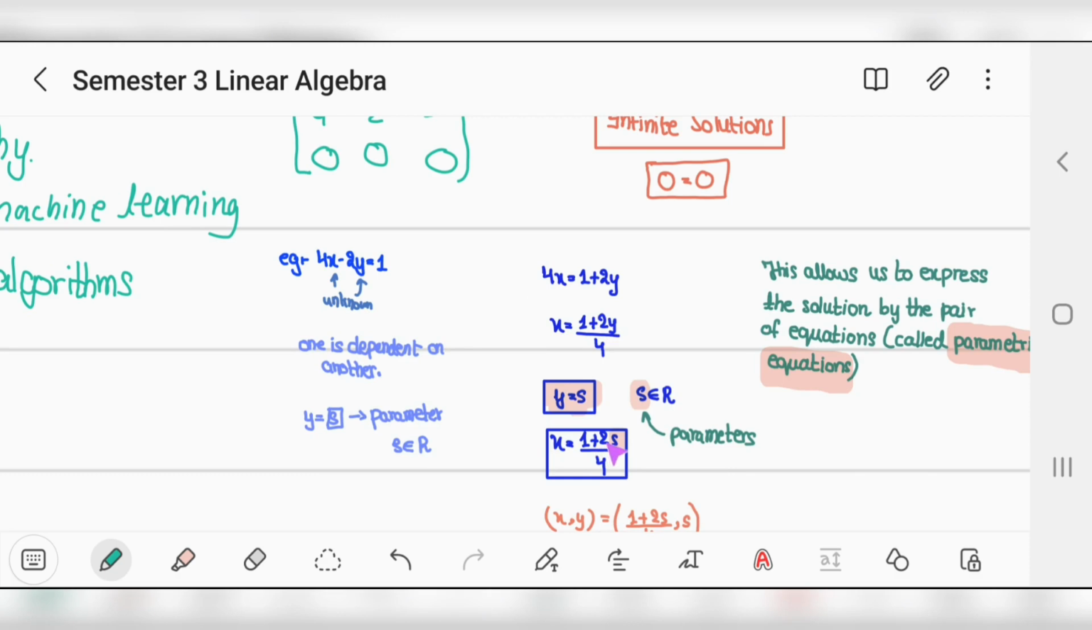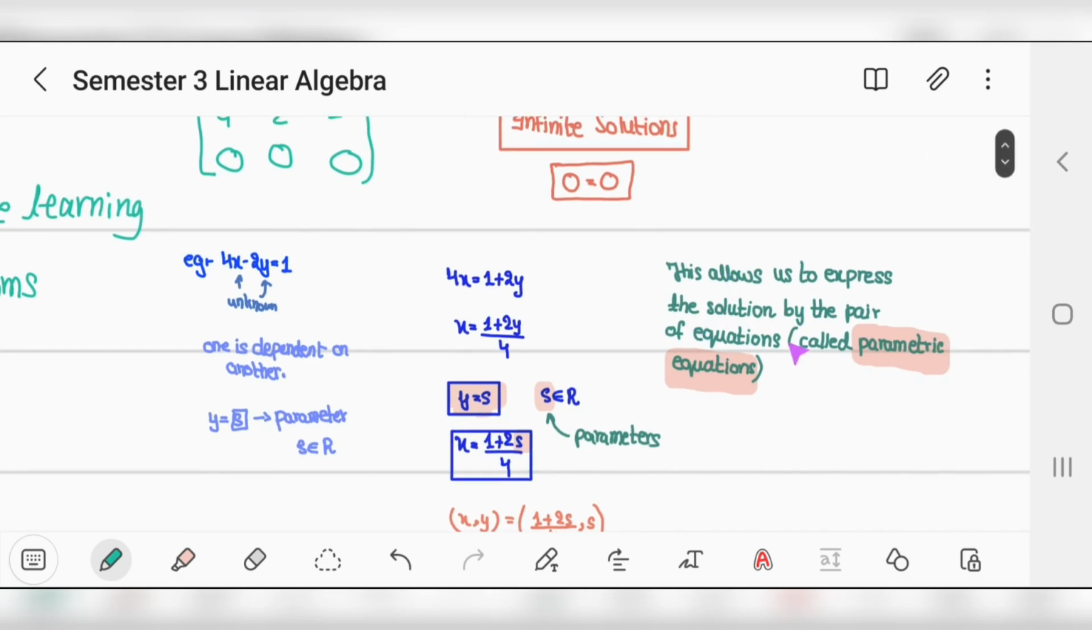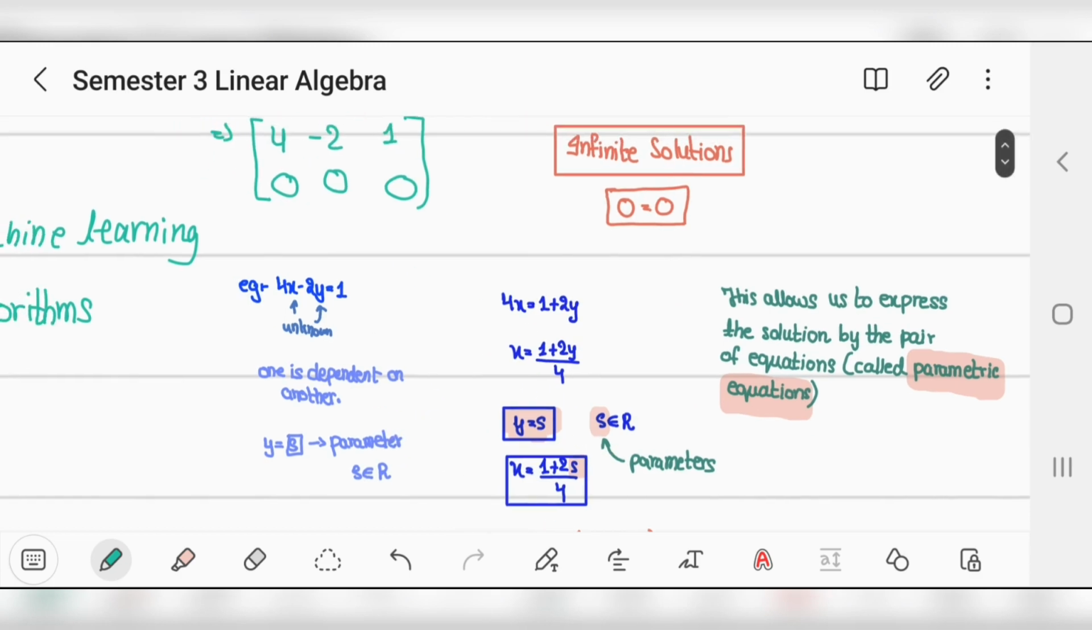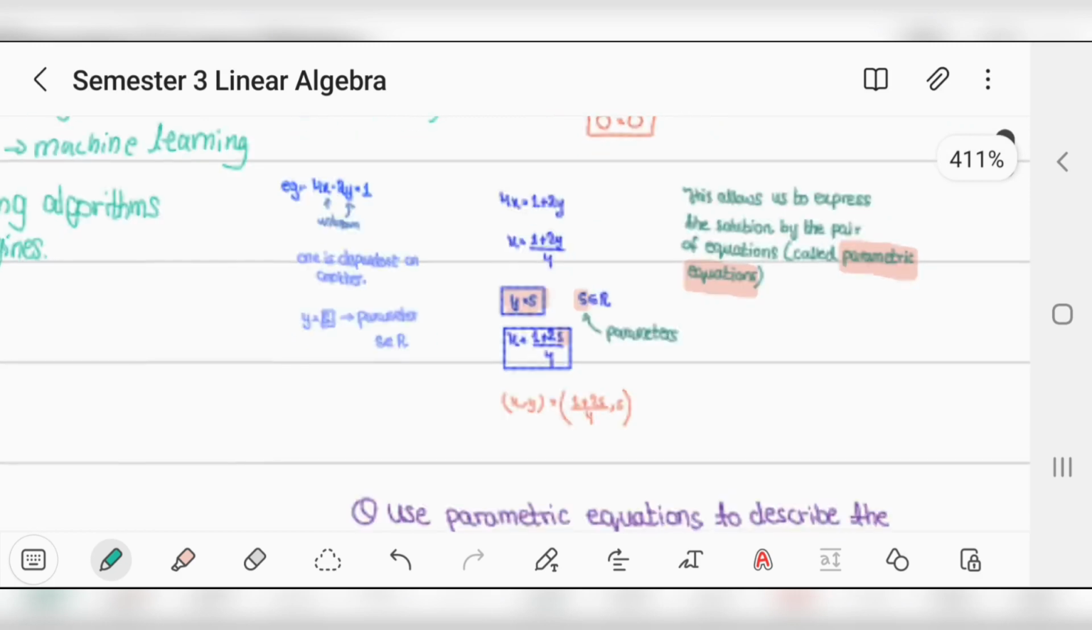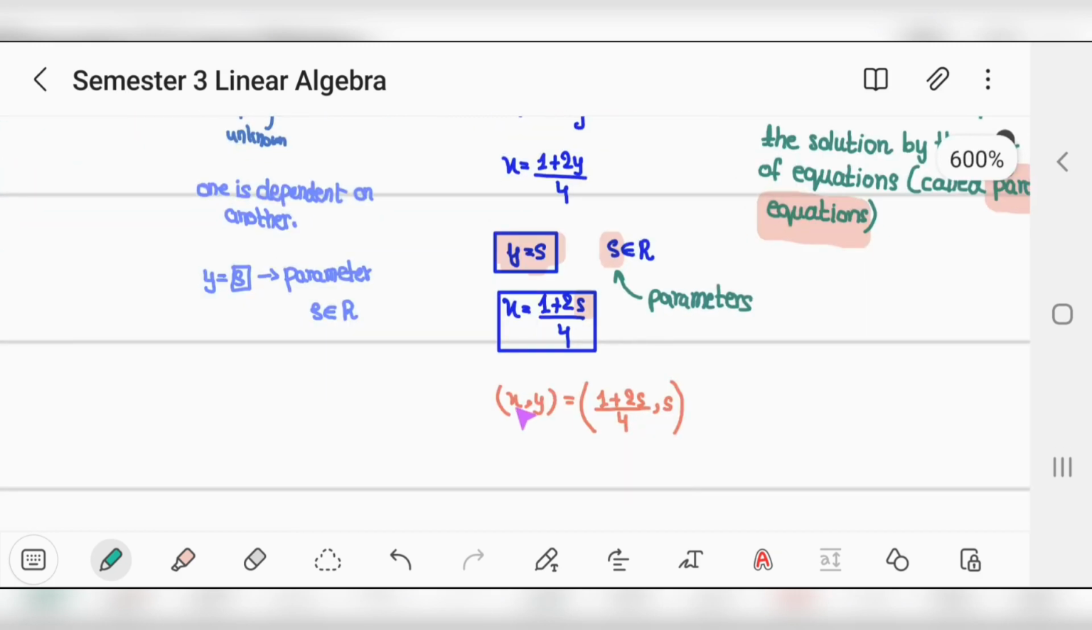So x is equal to (1 plus 2s) upon 4. This allows us to express the solution by the pair of equations called parametric equations. We only do this when we have infinitely many solutions. Then we try to represent the answer in this way: x is equal to (1 plus 2s) upon 4 and y is equal to s. So this is for infinitely many solutions.